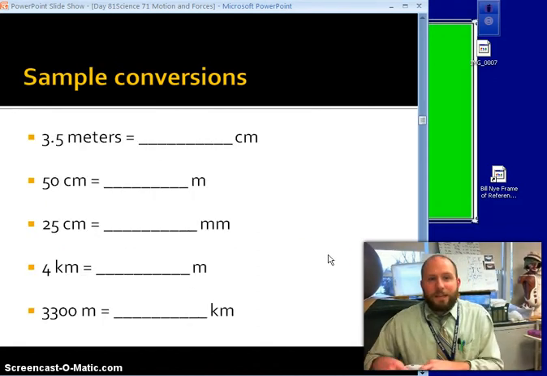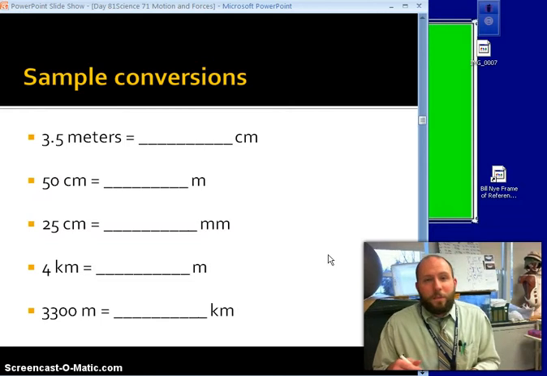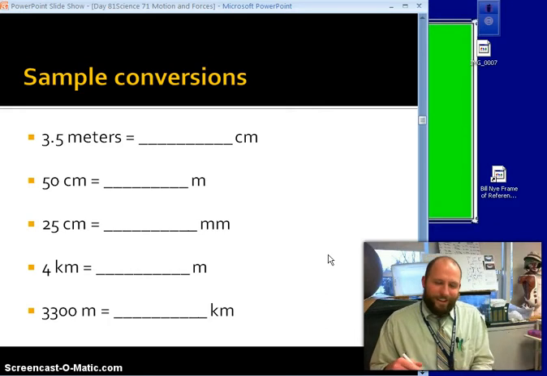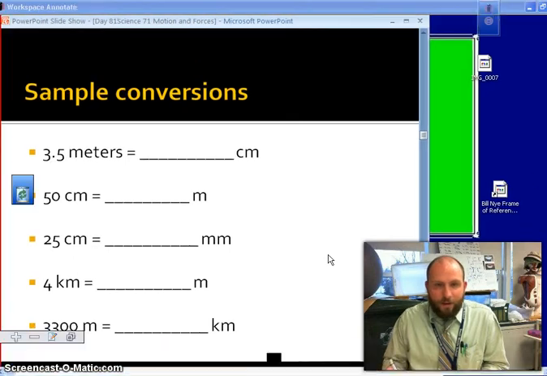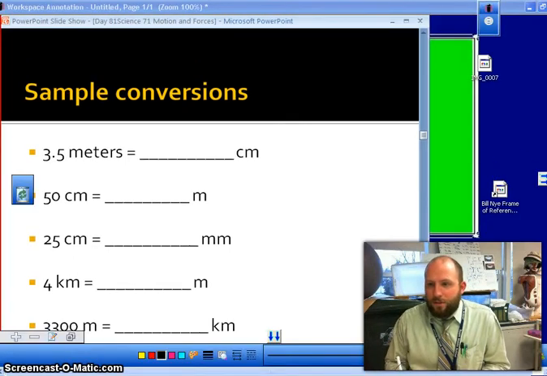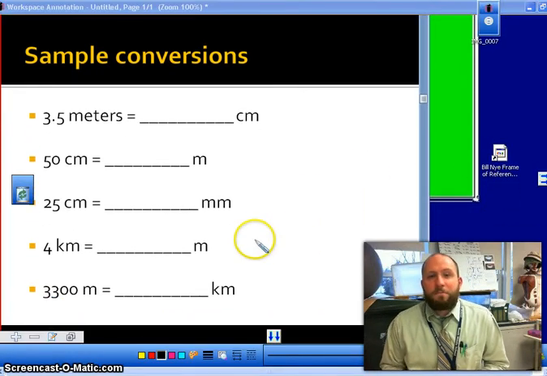Would you please pause the video, take a few moments here to see if you can figure out what the conversions are in each one of these blanks that is listed on the screen. Pause the video. Alright, so we're back. Let's check our answers. We've got a couple of things going on. Most and foremost, we have this issue of converting from meters to centimeters.